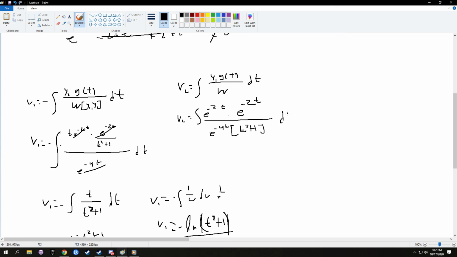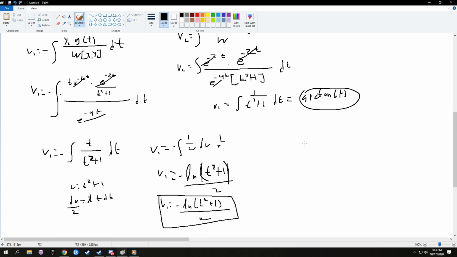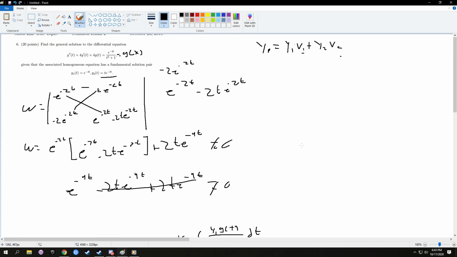Okay, now I have this. Same process is going to happen. These exponents will technically add together, but negatively, so this becomes the same thing, so these just cancel out. And I'm left with now the integral of 1 over t squared plus 1 dt. Well, we know this from Calc 1, this would be arctan of t, so this becomes arctan of t, and do not worry about constants, they do not matter right now. So, am I done? No, I've got to find my y particular.